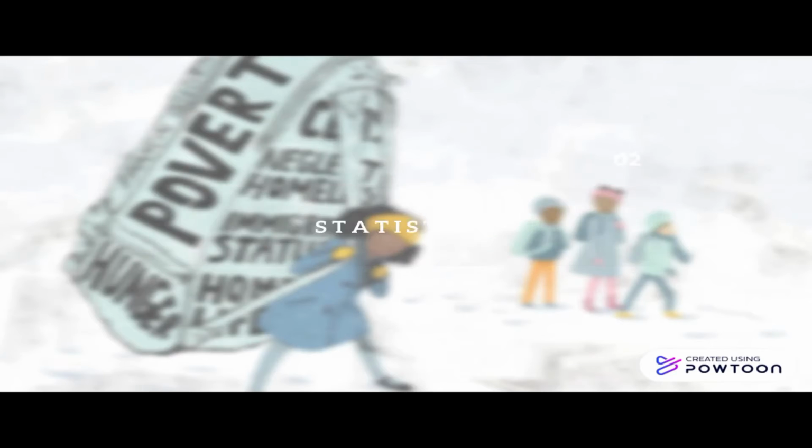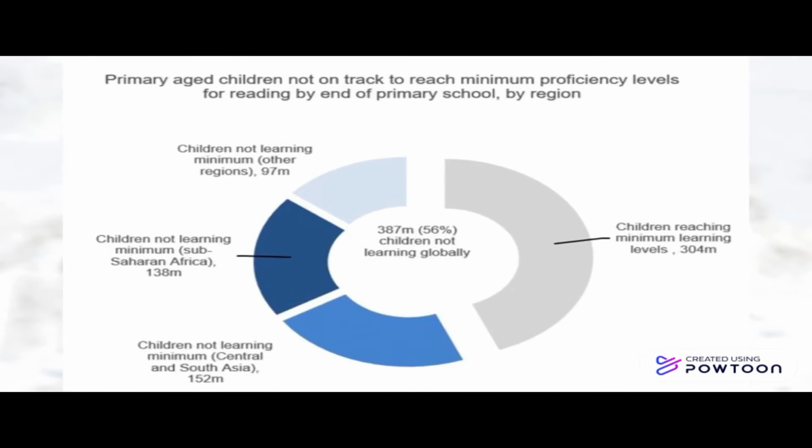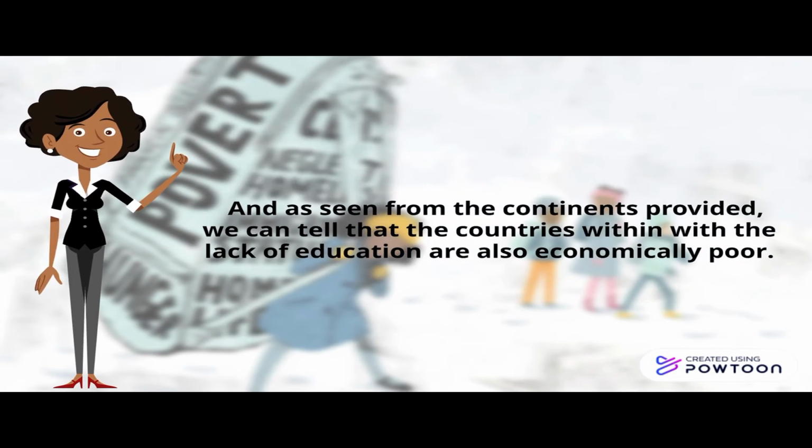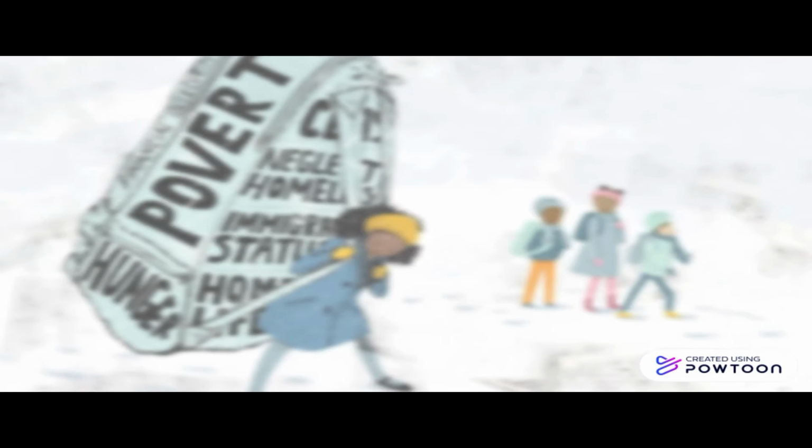And now for statistics. Here is a pie chart showing how majority of the children globally do not have the access to proper education, mainly caused by poverty. Race is also another factor. Some races have lesser privileges, thus the lack of education. As seen from the information provided, we can say there is a correlation in lack of education and poor economy.